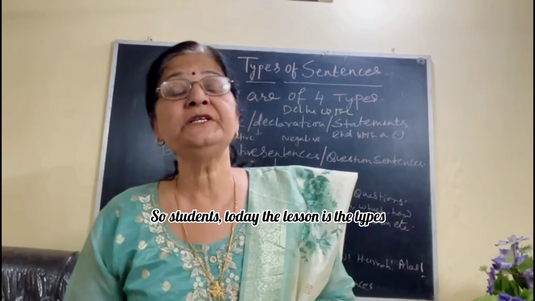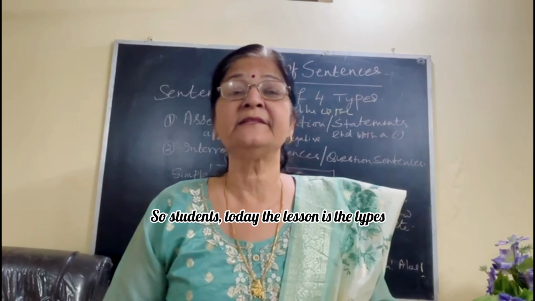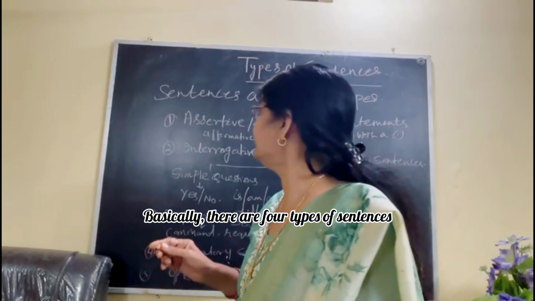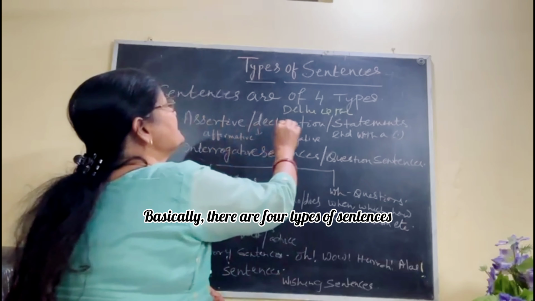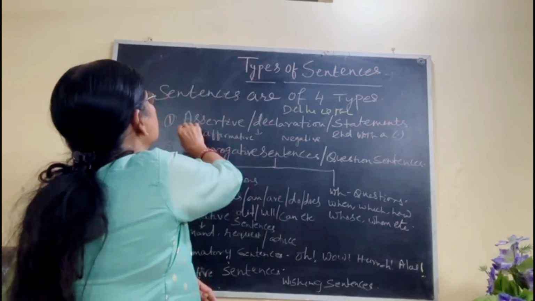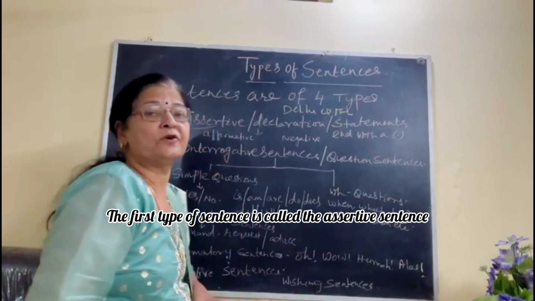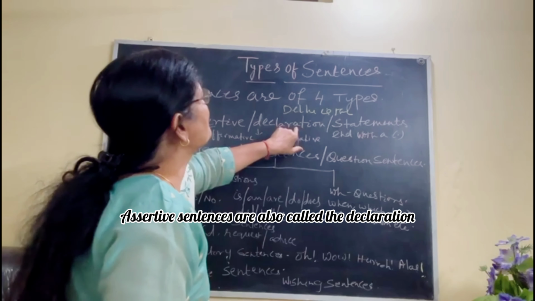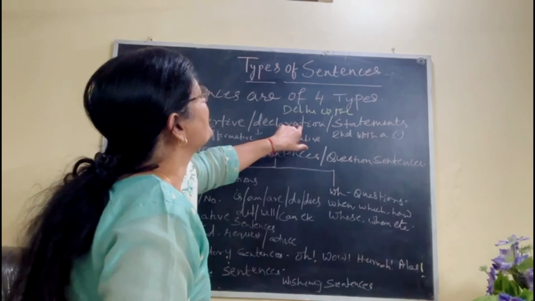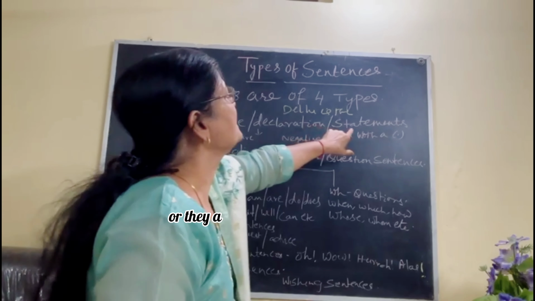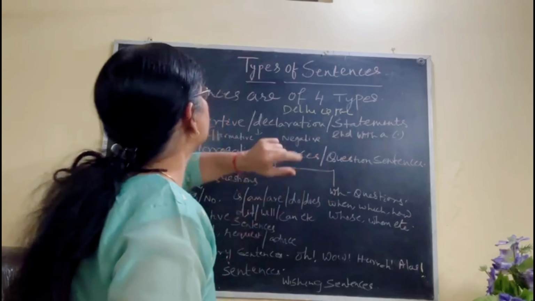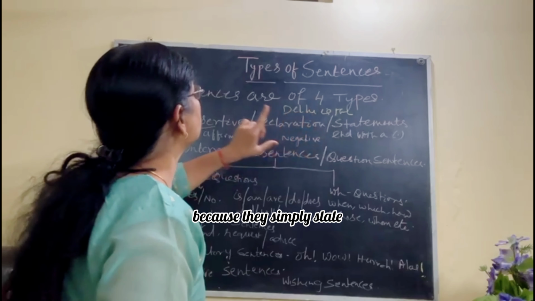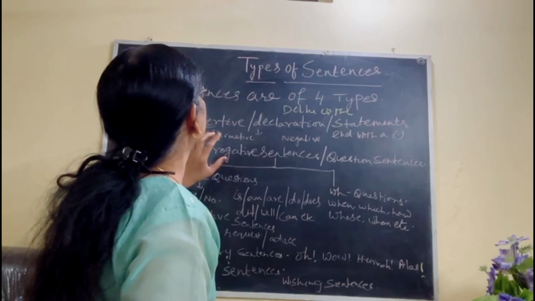So, students, today the lesson is the types of sentences in English language. Basically, there are 4 types of sentences in English language. The first type of sentence is called the assertive sentence. Assertive sentences are also called declaration or declarative sentences, or they are also called statements. They are called statements because they simply state a fact.